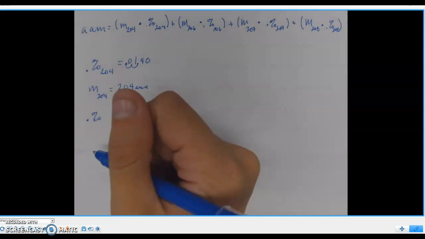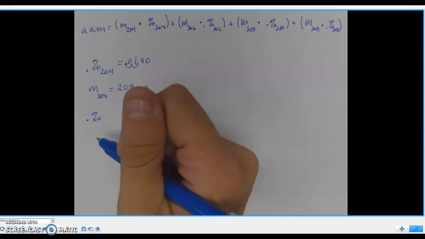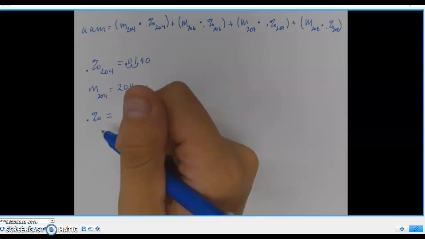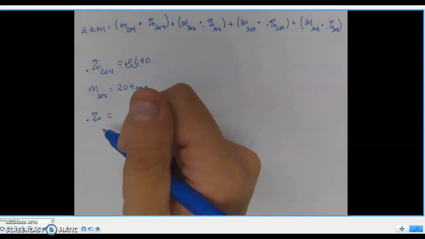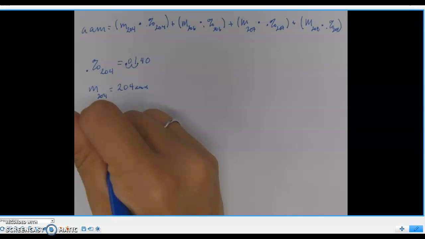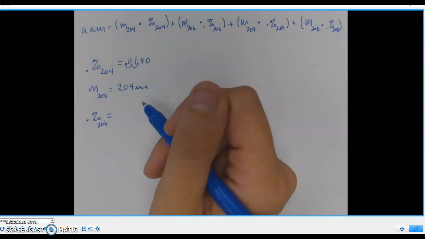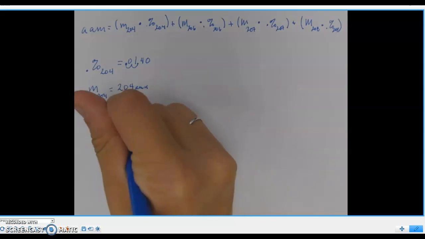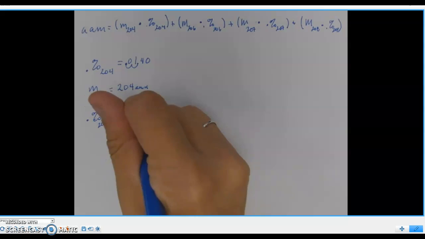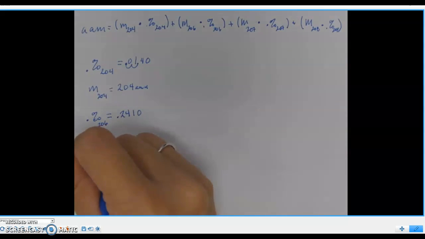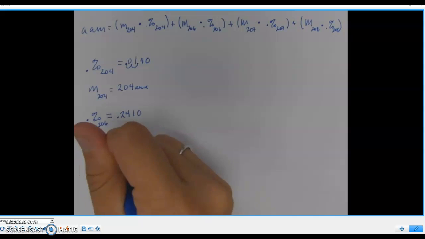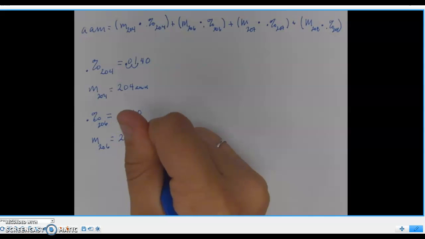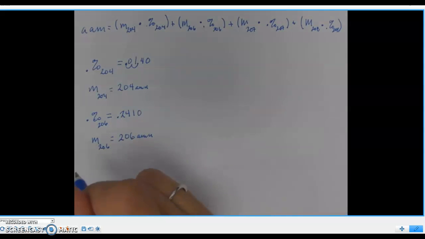Now let's keep reading. We have 24.10% of all the lead atoms are lead-206. So if I'm going to move my decimal place over 2 times, for 24.10, that'll change to 0.2410. Okay. And then again, I don't have the exact atomic mass for 206, so I'll use my mass number as a good approximation of what that mass should be.